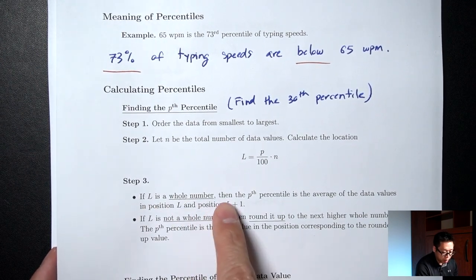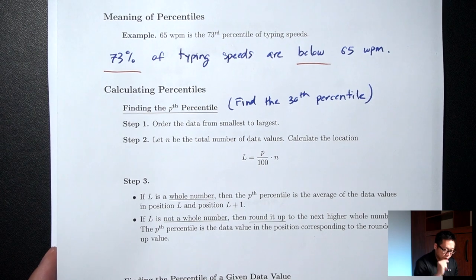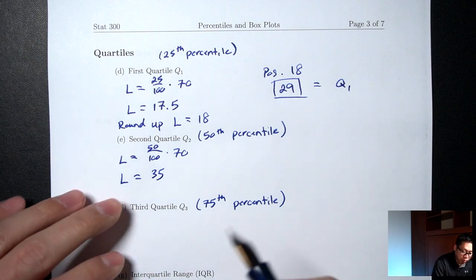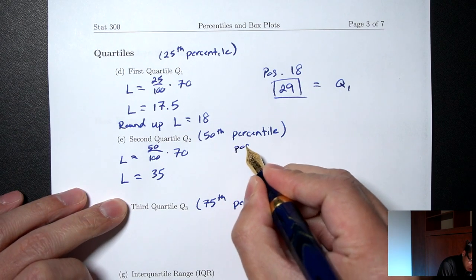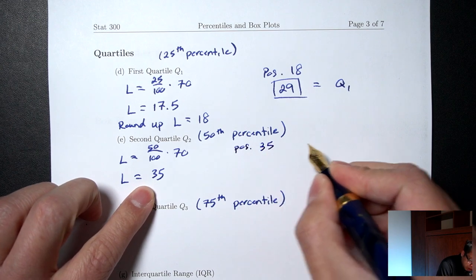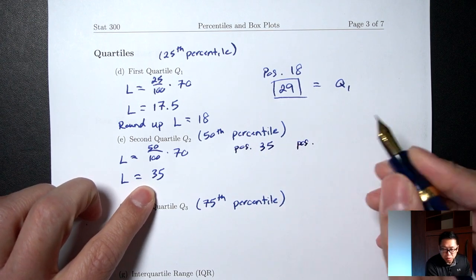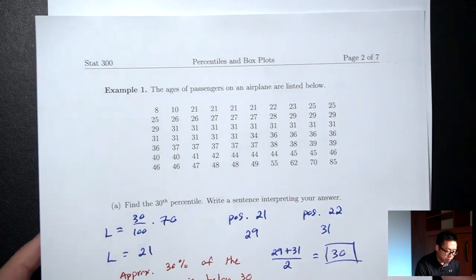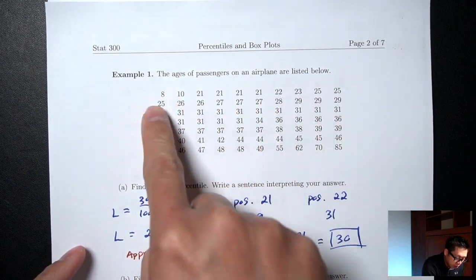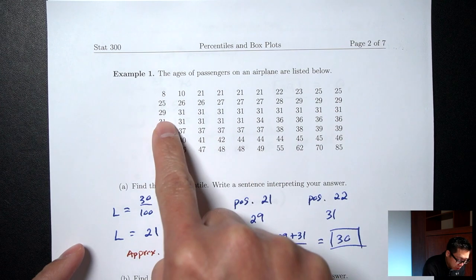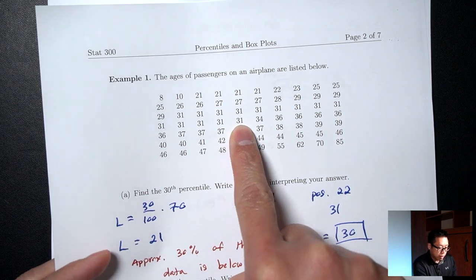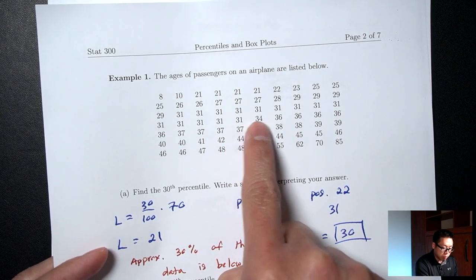If L is a whole number, then the P percentile is the average of the data values in position L and position L plus one. So since this one is a whole number, we're gonna look for the values in position L and position L plus one, which is the next one, 36. Look for the numbers in position 35 and 36. 10 in each row, so that's 10, 20, 30, 31, 32, 33, 34, 35. So 35 is the 31, and 36 is the 34. So I want those two numbers, 31 and 34.